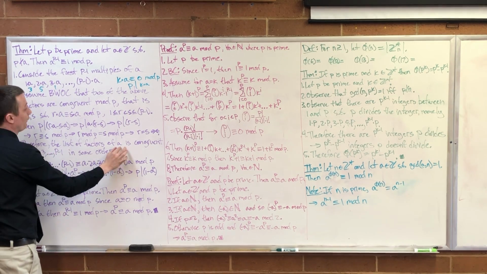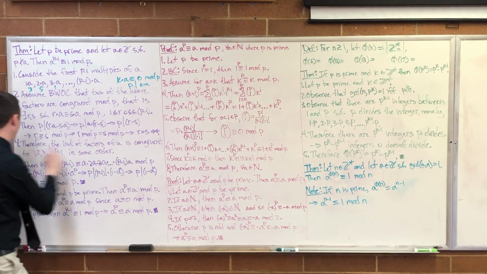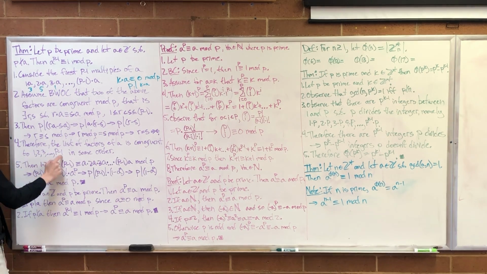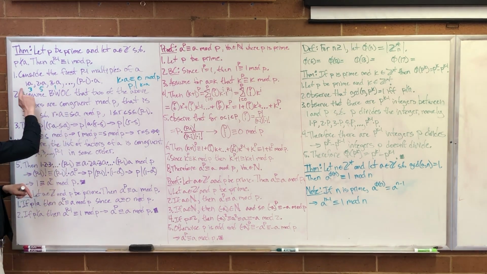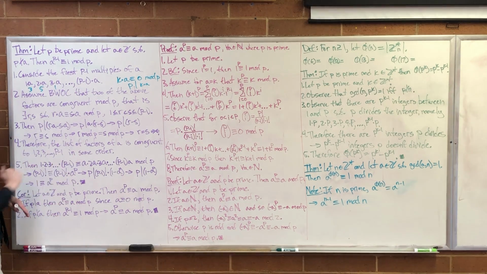So therefore, the list of multiples of A, this list, is congruent to 1, 2, 3, all the way up to P minus 1 in some order. It's possible for me to rearrange this so that when I take the mod of these, it gives me these numbers. You follow that thinking? Wonderful.